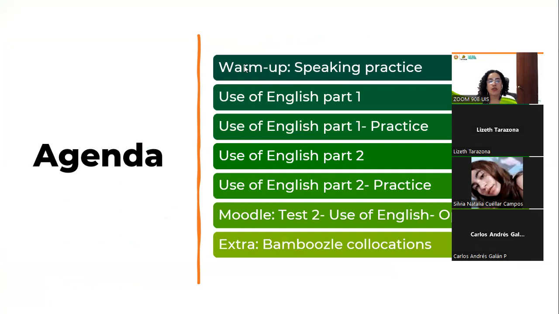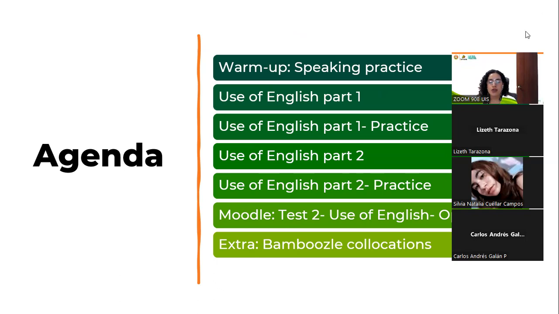So first, we're going to start with a speaking activity, a little speaking practice, and then we will dive into some parts of the FCE test. We're going to review the use of English, parts 1 and 2. In our first block of class, we're going to focus on parts 1 and 2. We're going to see some tips, some recommendations, and also do the practice exercises.